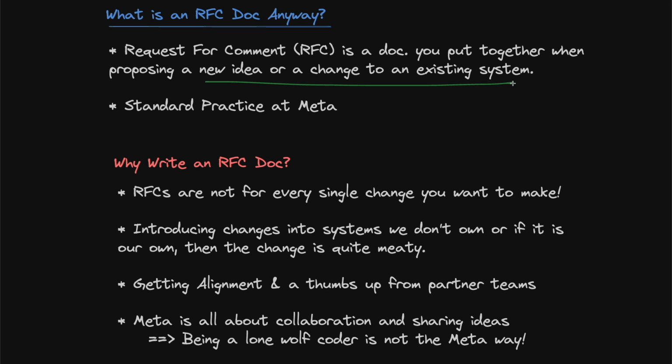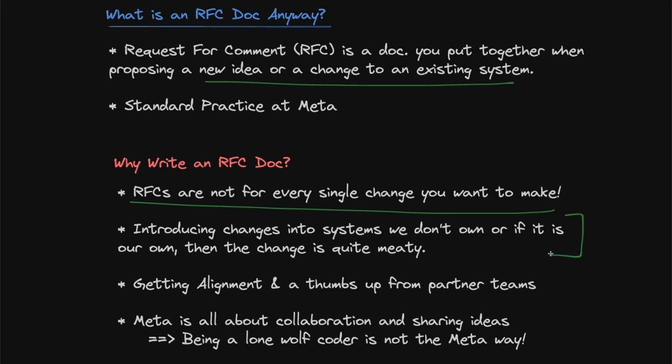But why do we actually write these RFC documents? Well, doesn't it slow down the development process if you're constantly needing to write a document whenever you want to make a change? I thought Meta was all about move fast and break things. Well, what's the deal here? Like I just mentioned, RFCs are not for every single change that you want to make. Obviously, that would be an extremely tedious process and slow things down on the development side drastically. Typically, we write an RFC document when we want to introduce a change into a system that is either not our own, or if it is our own, then the change is actually quite meaty.